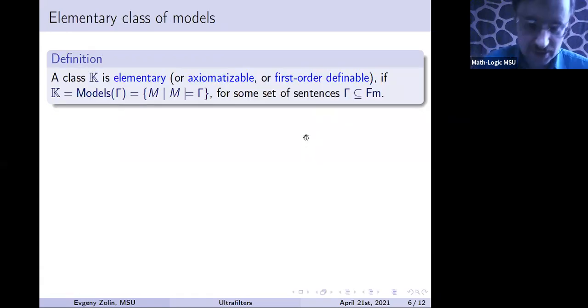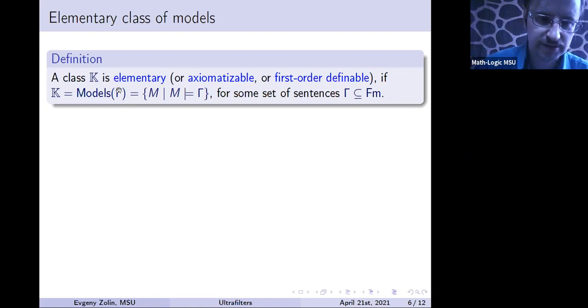Okay, the main question in various branches of mathematical logic is: can we axiomatize some class of structures? We are interested in some class of structures. Can we write formulas that define exactly this class? If we can, this class of models will be called elementary, or axiomatizable, or sometimes first-order definable.